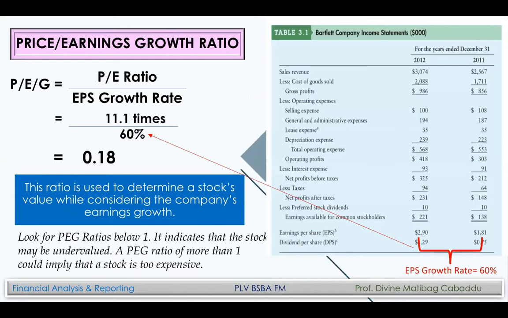Now, price earnings growth naman, what we compare here is what we computed a while ago, which is your PE ratio, which measures how expensive or how affordable the shares of stocks are, and of course, the EPS growth rate. So for example, for 2011 and 2012, the earnings per share is $1.81 and $2.90 respectively. So that's a growth of 60%, right? So 11.1 times PE ratio divided by 0.6, that means to say 0.18 is the price earnings growth ratio. It determines a stock's value while considering the company's earnings growth. And a PEG ratio of more than 1 could imply that a stock is too expensive.